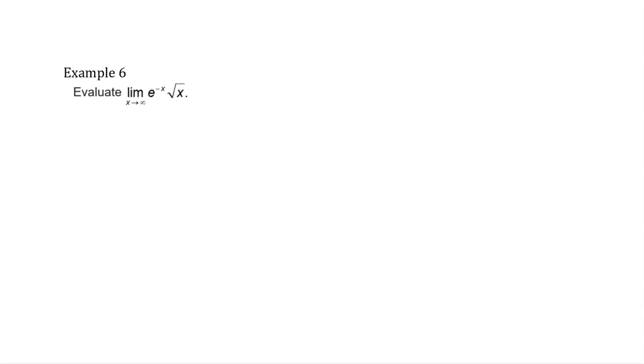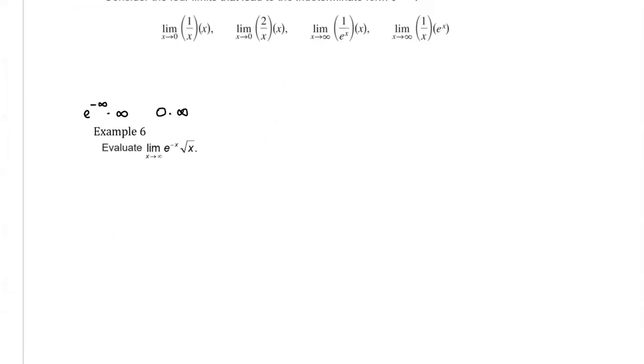When I look at example 6, direct substitution would lead us with e to the negative infinity times infinity, because as x goes to infinity, the square root of x would go to infinity. E to the negative infinity would be going to 0. So this is really giving us the expression 0 times infinity. And by the way, I know that this would be going to 0 because technically you could think of that as 1 over e to the infinity. The denominator is getting very large, and so the entire fraction is going to 0.